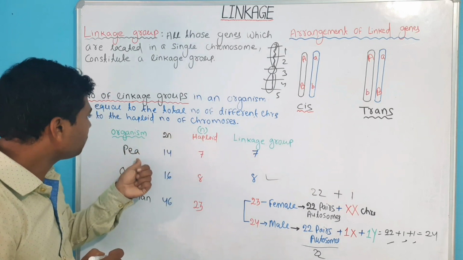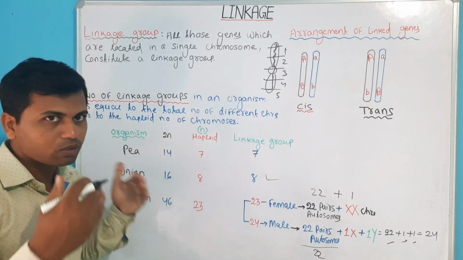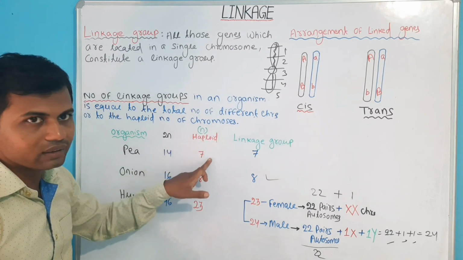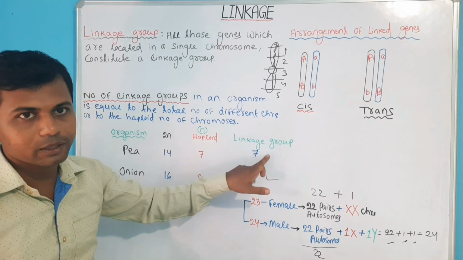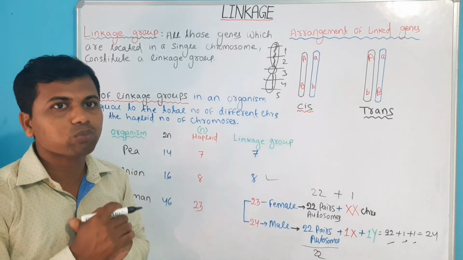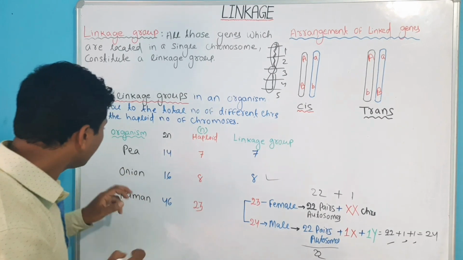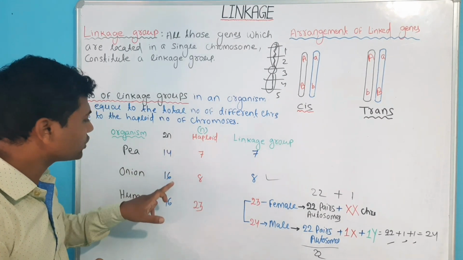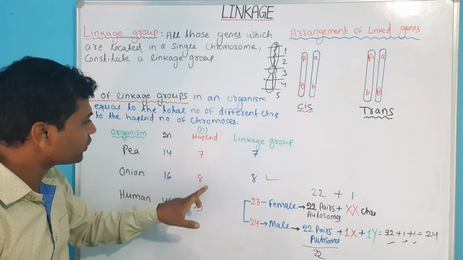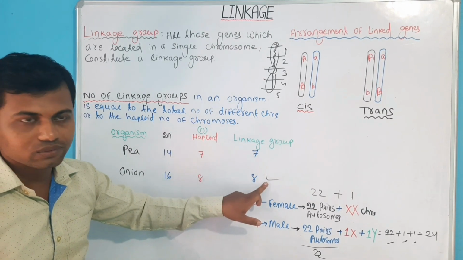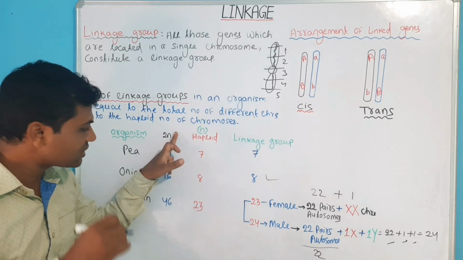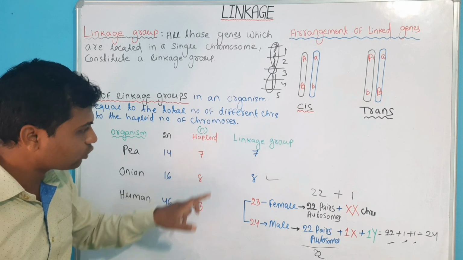Let's say in the pea plant, the total number of chromosomes, or 2n, is equal to 14, whereas n is equal to 7, so the number of linkage groups is 7, because the number of linkage groups is equal to the haploid number of chromosomes. In onion, 2n is equal to 16, our total number of chromosomes is 16, n is equal to 8 and linkage groups are 8. But in human, the total number of chromosomes, or 2n, is equal to 46, n is equal to 23.